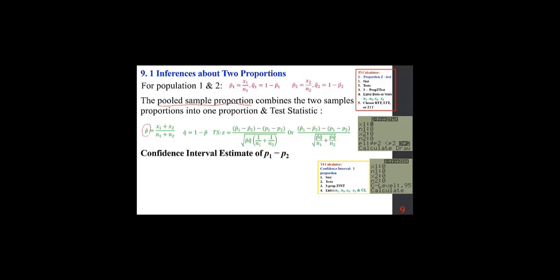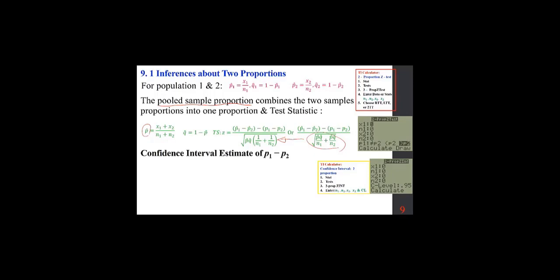So take a look at the formula. z is p1 hat minus p2 hat minus the parentheses p1 minus p2, over the denominator. Now, the way you write the denominator, look at the first one versus the second one. If we factor out the p bar q bar from the second one, we get to this one. In other words, I'm showing you these two are identical. So p bar q bar over n1 plus p bar q bar over n2 is the same as p bar q bar times 1 over n1 plus 1 over n2. So depending on the text, if you come across one or the other, you don't want to get confused.